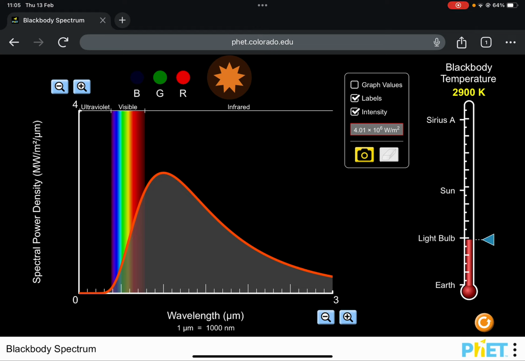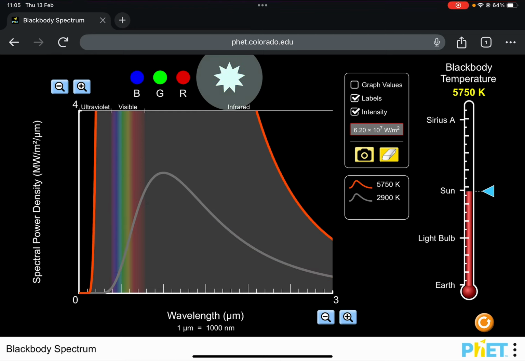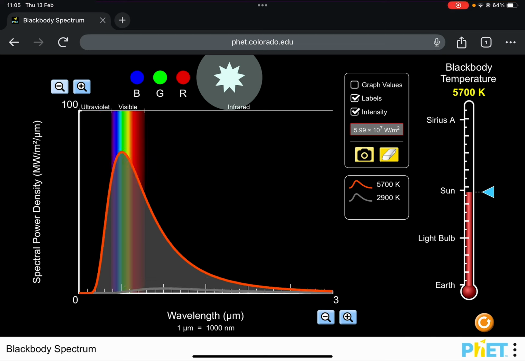Now let's change the profile, and we'll just take a snapshot of that, and let's look at what happens when we now have a much hotter object. So let's look at our sun with a surface temperature of about 5,700 Kelvin. Now we need to zoom out a little bit to see what's going on here. And you'll notice that the peak wavelength produced by our sun is in a different place to what it was for the light bulb. It's actually at a lower wavelength. It's shifted left. It's now in the visible part of the spectrum, somewhere around the green region.